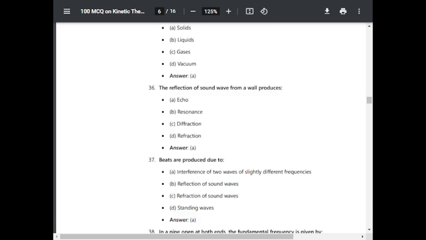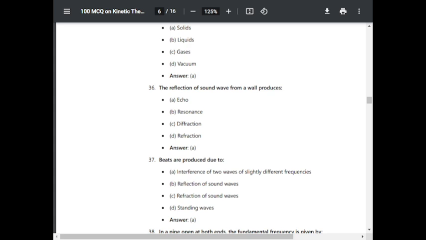Question number 36. The reflection of a sound wave from a wall produces: option A, echo; option B, resonance; option C, diffraction; option D, refraction. The correct answer is A, echo. The reflection of a sound wave from a wall produces echo.